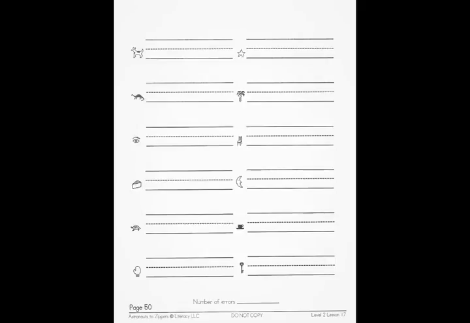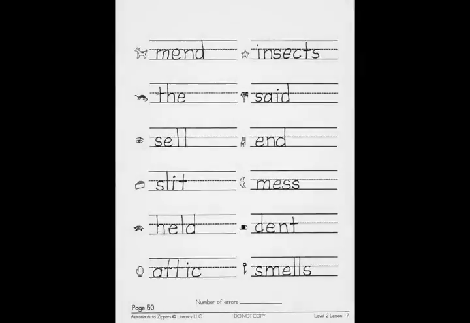Next to the mitten, write the word attic. We will put the beach chairs in the attic. Attic. Next to the key, write the word smells. It smells bad in here. Smells. Now use this page to check your work and make any corrections that are needed. When you have finished, we're going to read a book.